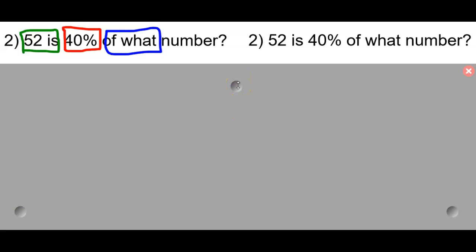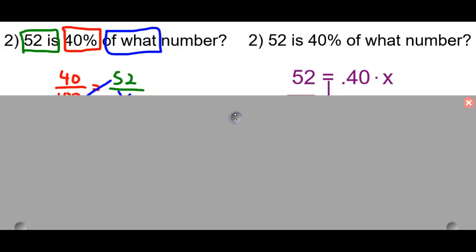52 is 40% of what number? Write the equation. Remember, I have to write my percent as a decimal. So I have to change that to 0.40. I take my decimal, it's after the 0, I move it 2 places to the left, and I get 52 equals 0.40 times x. So what am I going to do to solve this? How am I going to get x by itself?